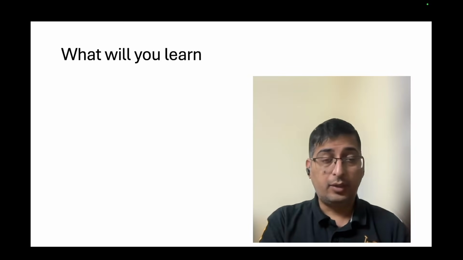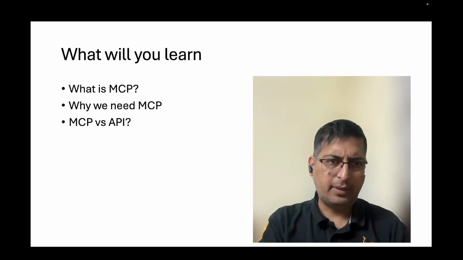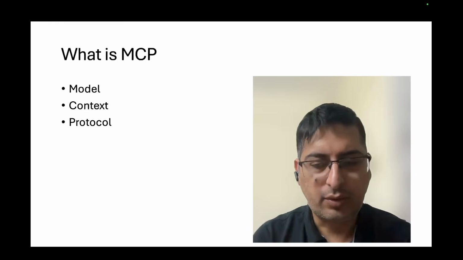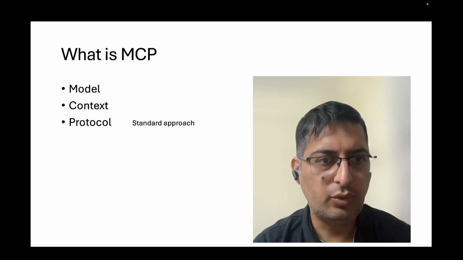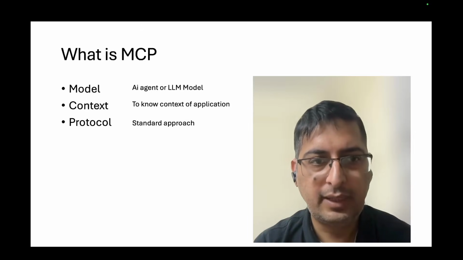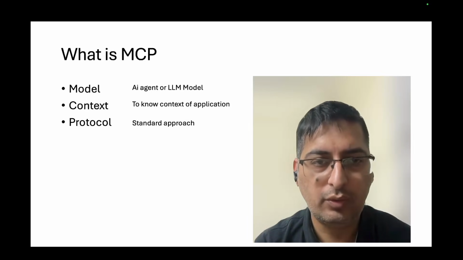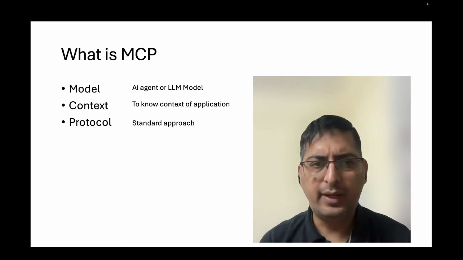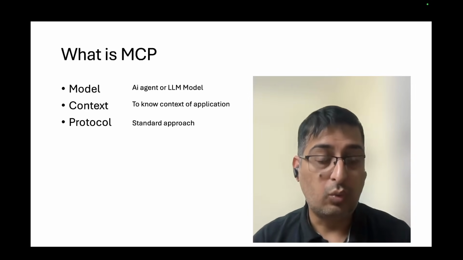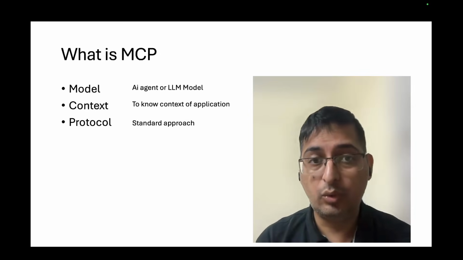Let us see how. In today's video, we'll learn about what is MCP, why we need MCP, MCP versus API, why APIs cannot fulfill the need of MCP, and what is MCP architecture. Let us start with these three words: model, context, and protocol. We all know protocol is just a standard approach to do something. In this case, model is an AI agent or LLM model, and context means to know the application, what it can do, and how you can use it. So MCP provides a standard approach for an AI agent or LLM model to know what an application can do and how it can use that application.